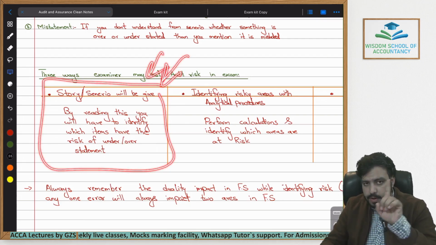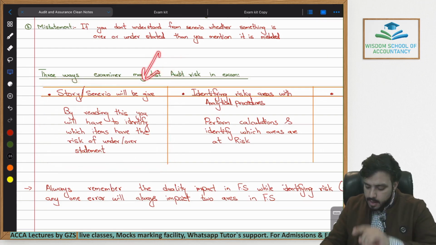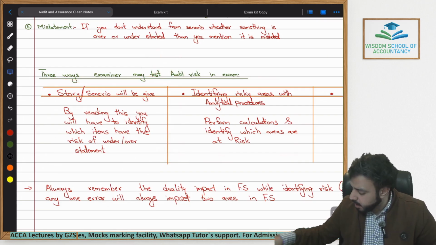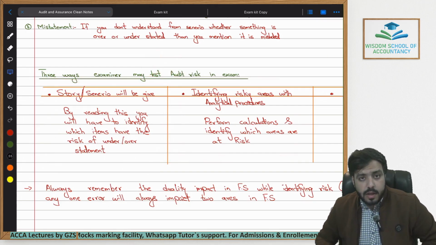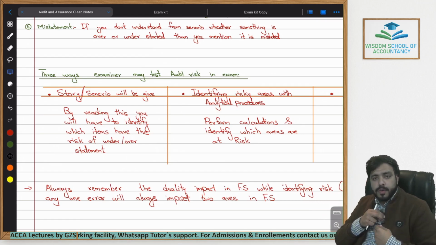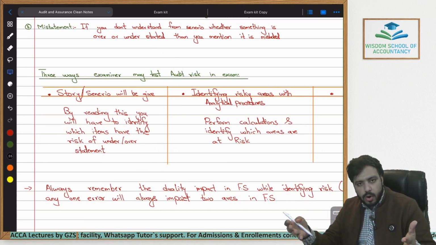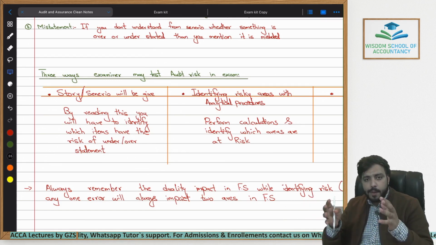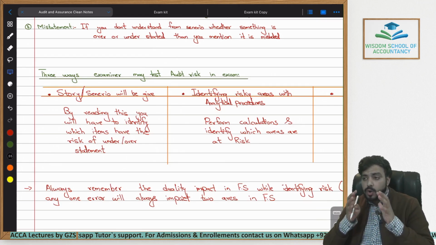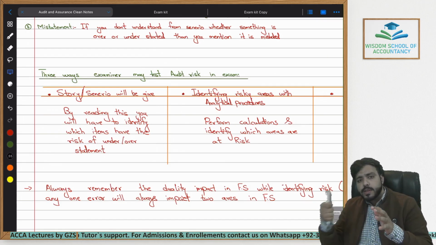No, the examiner will not do it. There is a very less chance. The second way is that the examiner will only give you the scenario, the story. And reading the story, you will have to identify in which areas of the financial statements there is a risk or not. I told you that normally what happens in practical life as well is that first you perform analytical procedures, you identify high risky areas, then you discuss with the management.